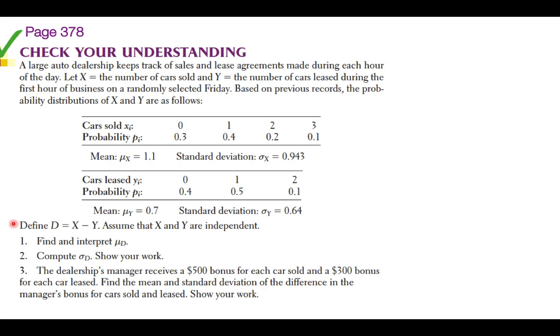It says define D to be the difference between the two probability distributions X and Y. If we subtract X and Y, assume that X and Y are independent. So first we want to find and interpret the mean of D, which is the difference between these two probability distributions. We want to find the standard deviation of D. And then the dealership's manager receives a $500 bonus for each car sold and a $300 bonus for each car leased. Find the mean and standard deviation of the difference in the manager's bonus for cars sold and leased.